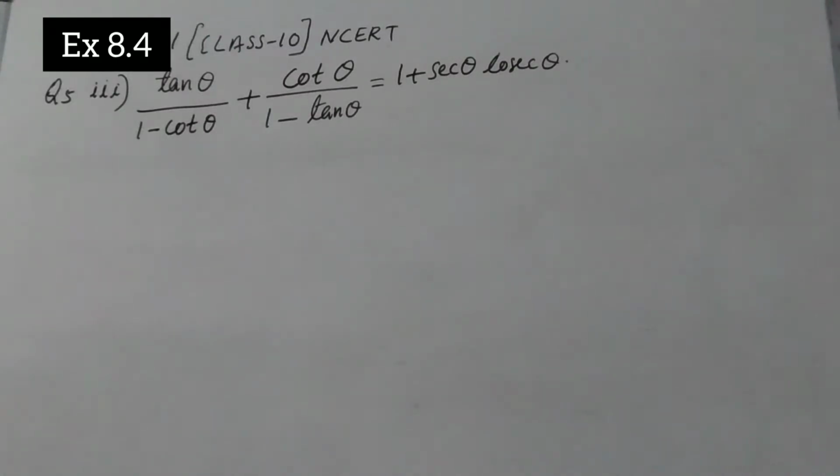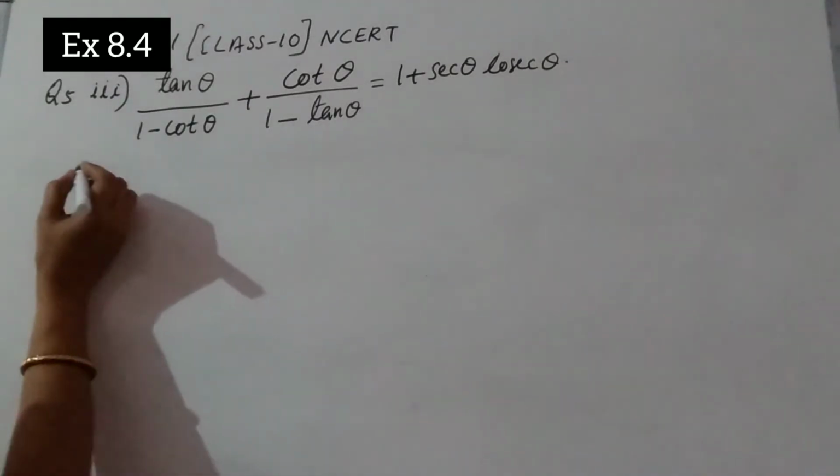Exercise 8.1, question number 5, third part we are going to prove now. The question is tan theta divided by 1 minus cot theta plus cot theta divided by 1 minus tan theta is equal to 1 plus sec theta cosec theta. So first we have to take the LHS and convert tan and cot in terms of sin and cos.